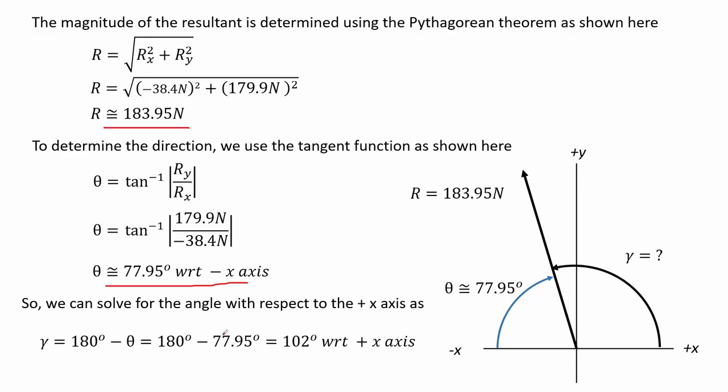So, solving first for the angle theta, we get that it is about 77.95 degrees with respect to the negative x-axis. To determine the orientation with respect to the positive x-axis, we simply deduct theta from 180 degrees and we get 102 degrees, measured from the positive x-axis.